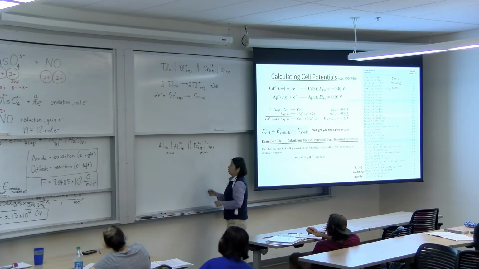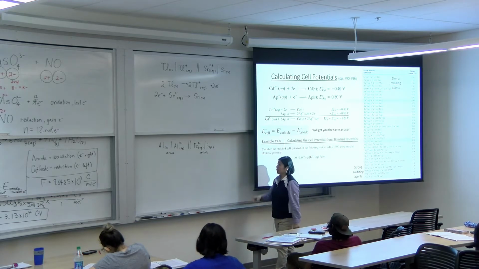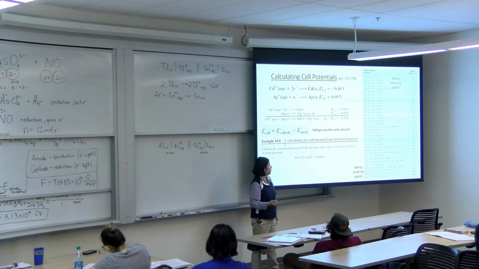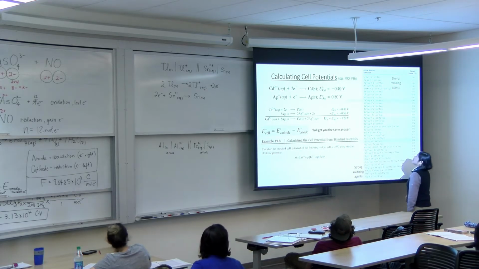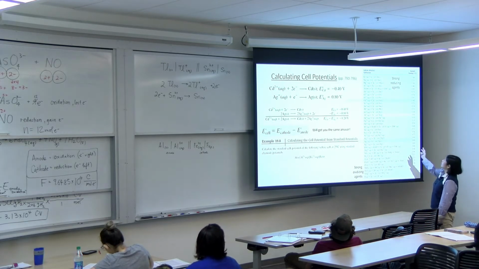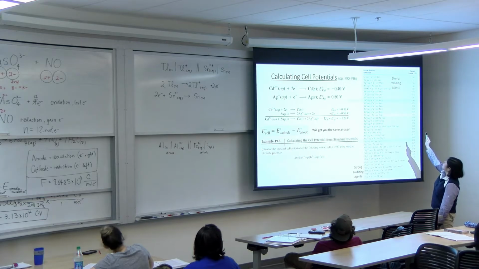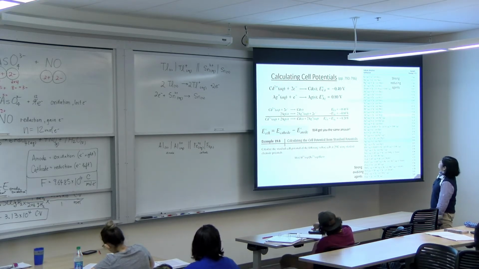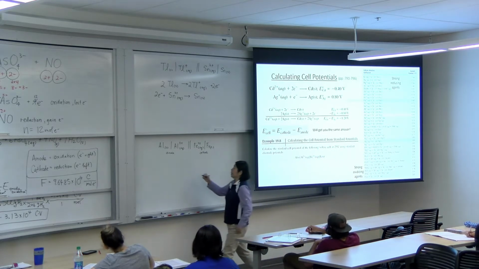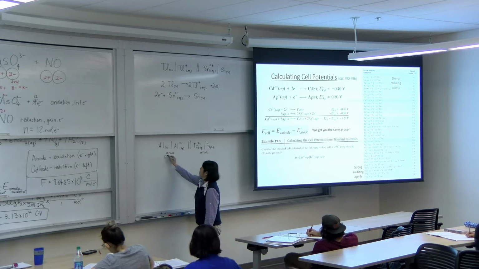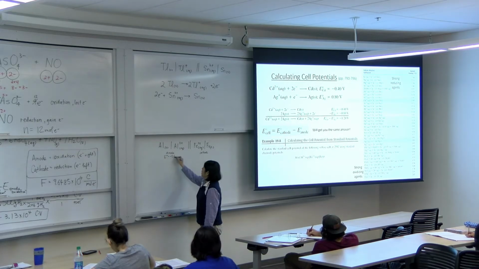Okay? So we're looking at the table and we're finding aluminum and aluminum 3+, an exchange of 3 electrons. Where is that? Do I see it somewhere? The 1, 2, 3, the fourth one down, right? Negative 1.66. Did we get that? Okay. So this is negative 1.66. You guys agree?